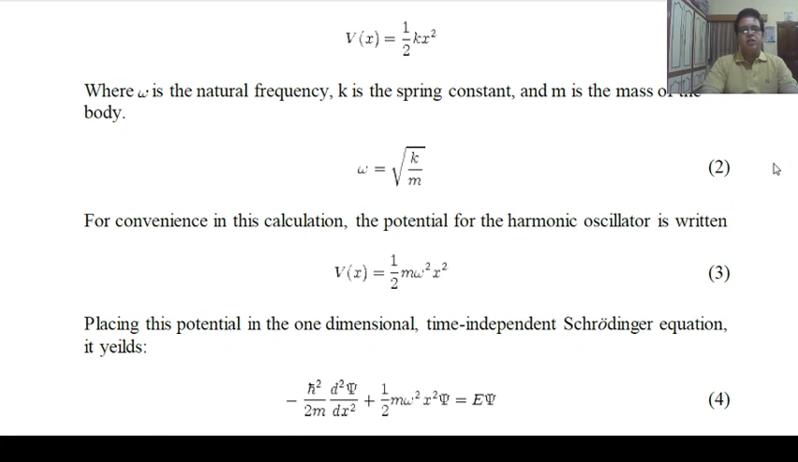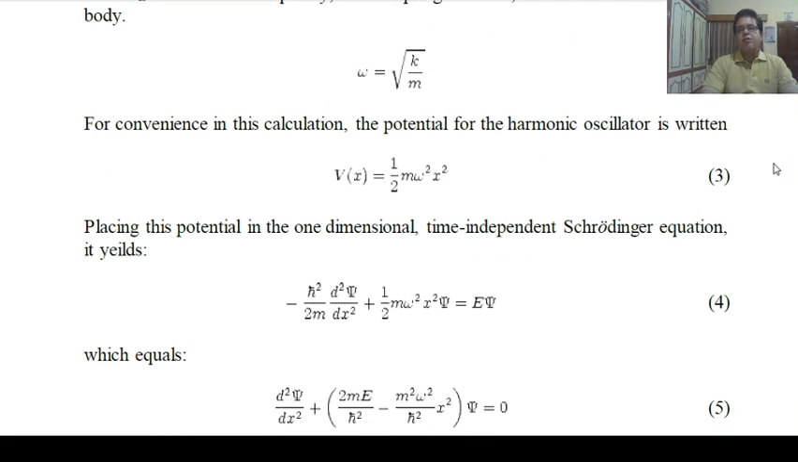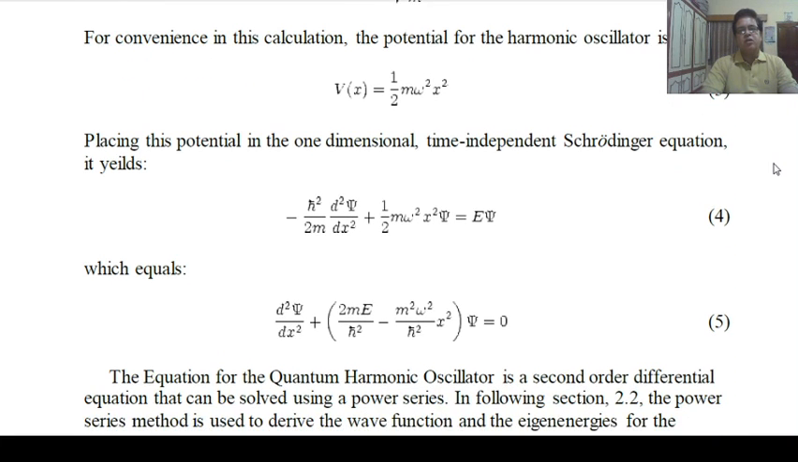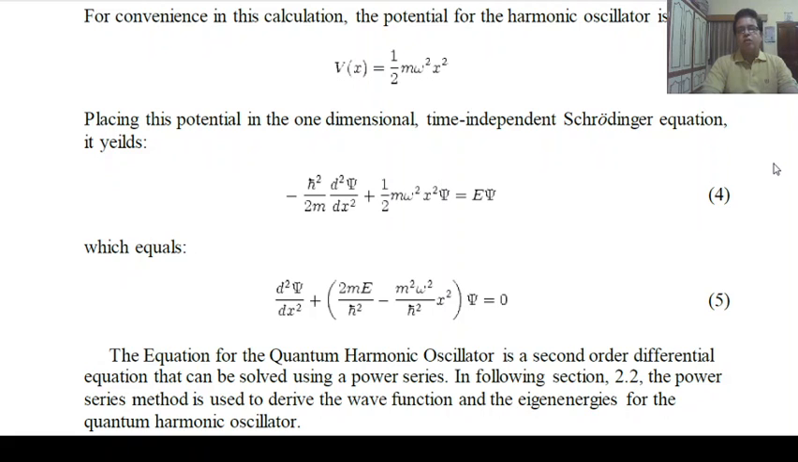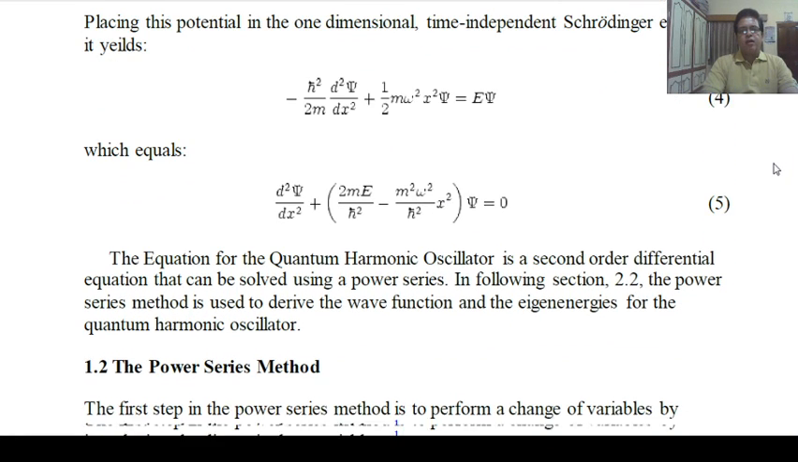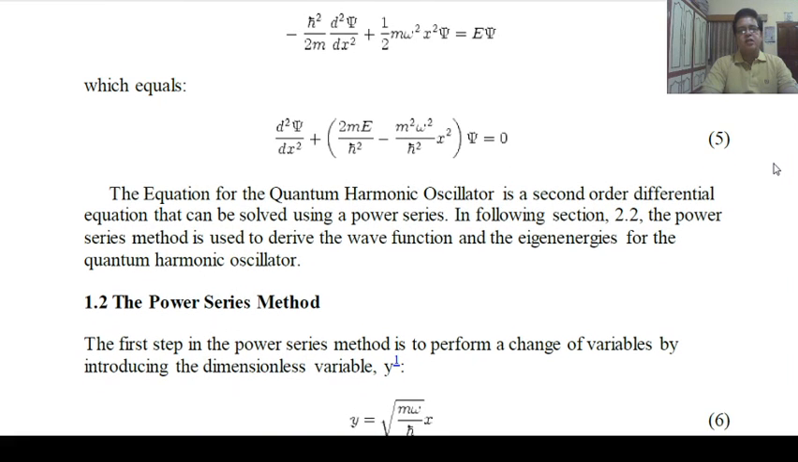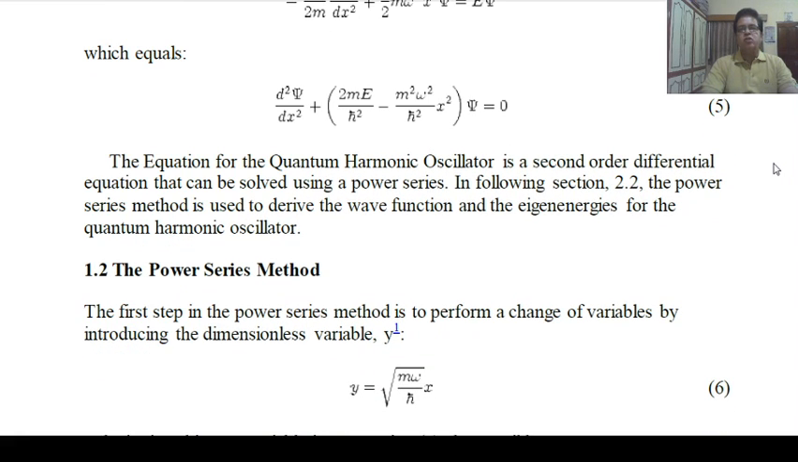Placing this potential in the one-dimensional time-independent Schrodinger equation, the equation becomes d2 psi upon dx2 plus 2m upon h bar square times E minus m square omega square upon h bar square x square psi equal to 0. This is the equation for the quantum harmonic oscillator. It is a second order differential equation that can be solved using power series.